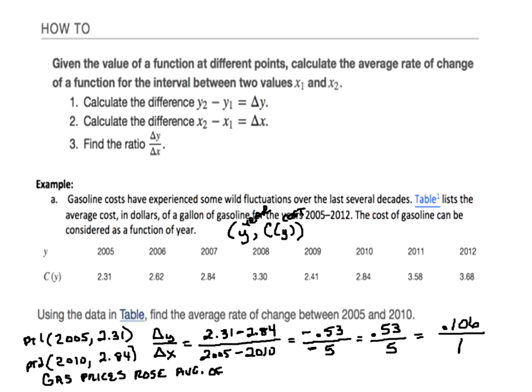So 10.6 cents per every 1 year. So this is cents, and this is years. So we end up with cents per year. Is that good for you, Cyprian? We understand now what we're doing when we're finding rate of change. You basically have to have 2 points, both having an X and a Y coordinate of some sort. Very good.